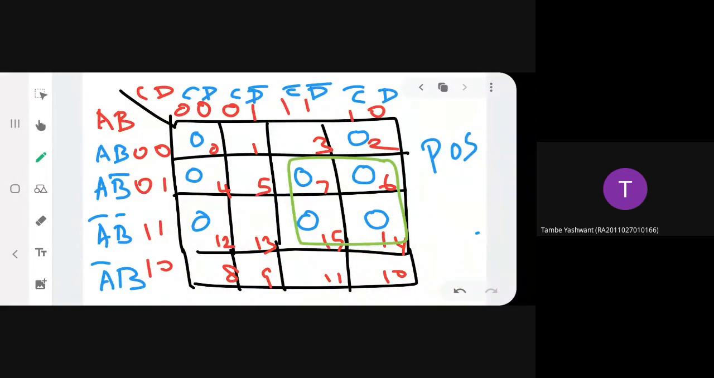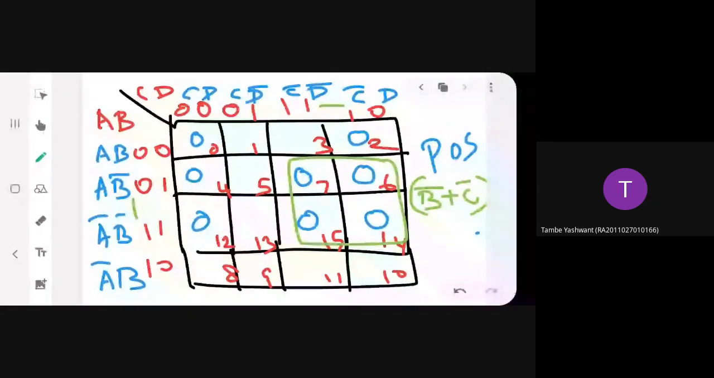If you check these two, what is common? B bar, C bar. B bar is common. If you check these two, what is common? C bar. So if you are writing, you have to write it as B bar plus C bar, not B bar dot C bar. Here it is POS, so you have to write it as B bar plus C bar. All of you understood this concept?